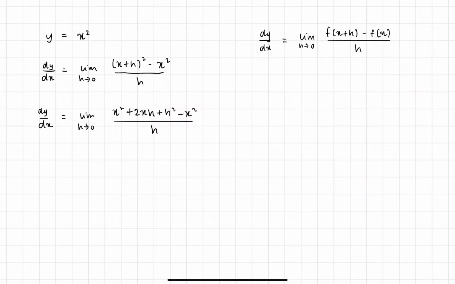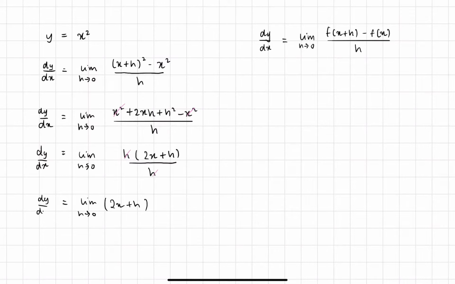Looks like we can cancel the x squares, so we can cancel these two. And also let's factorize h out of there. So h times (2x plus h) all over h. Right? And then we can cancel these h's. And now we can substitute h in.